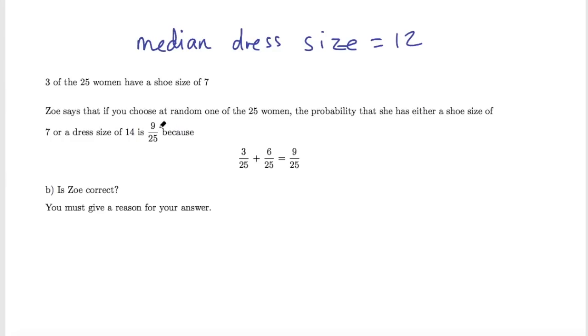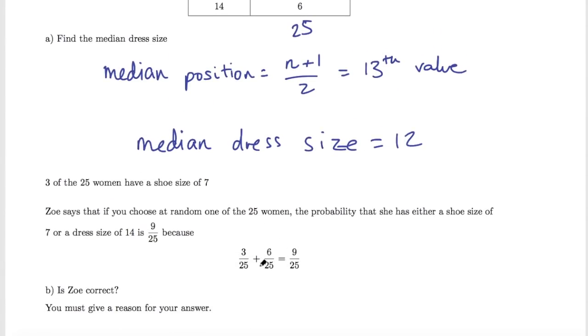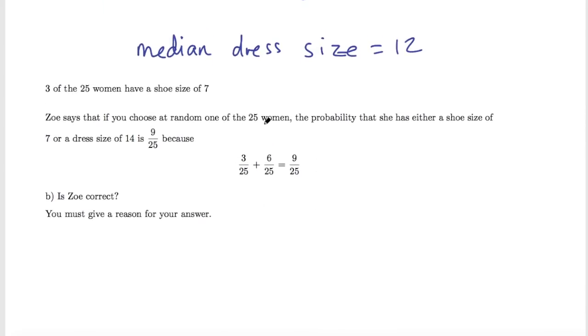So let's just check our numbers are correct. So if 3 women have a shoe size of 7, that would be 3 out of 25. That probability is correct. And 6 women have a dress size of 14, so that probability is correct. And her reasoning would be accurate if it wasn't for the fact that there's one thing stopping this from being right. And what that is, if a woman has a shoe size of 7, she can also have a dress size of 14. So they're not mutually exclusive.